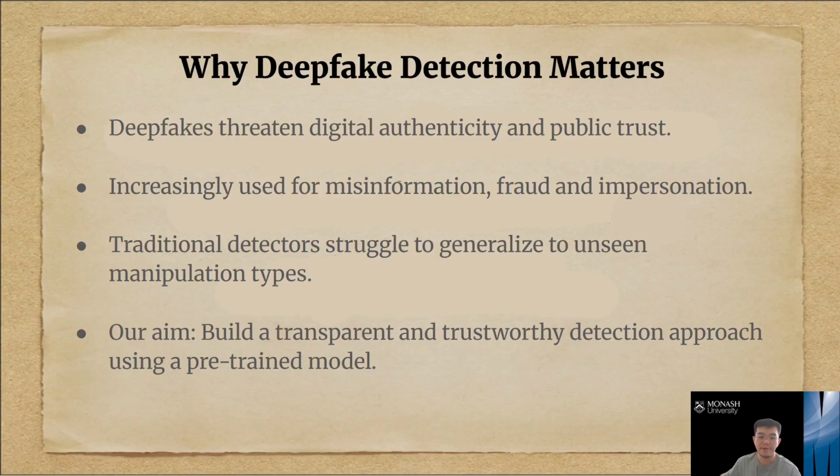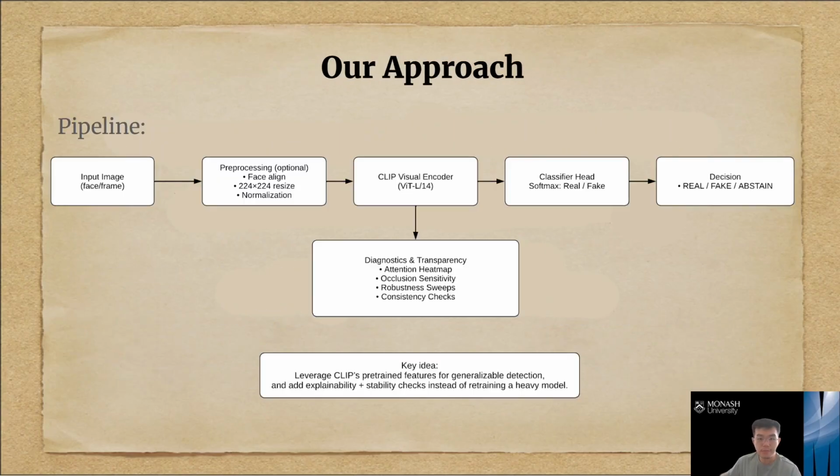Here's a simplified view of our workflow. We start with an input image, pass it through CLIP's visual encoder, and obtain a deepfake probability. On top of that, we added a visualization layer that produces attention heat maps and occlusion sensitivity maps. Rather than training a new detector, we will leverage CLIP's existing pre-trained capabilities to analyze how it makes its decisions. This allows us to extract insights directly from the model and turn what is normally a black box classifier into an explainable one. So why do these visualizations matter in practice?